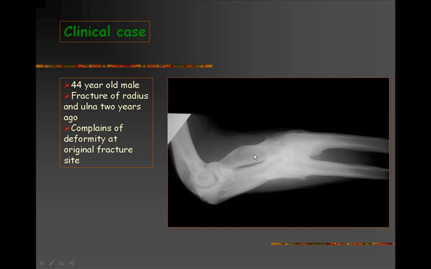The radius and ulna have united, but have united with angulation and have also united to each other. This is a case of malunion of the radius and ulna. There is also cross union between the two bones. Such type of deformities have a cosmetic as well as a functional implication.